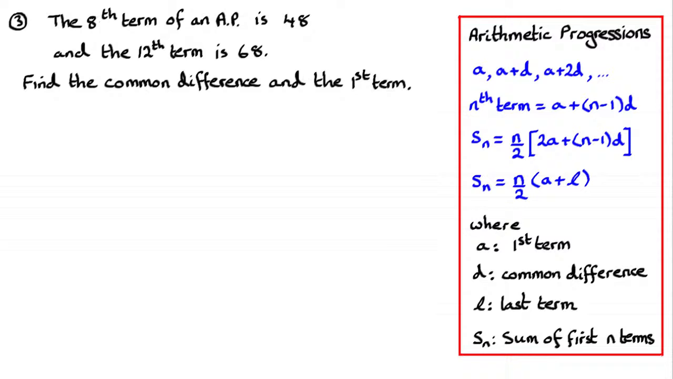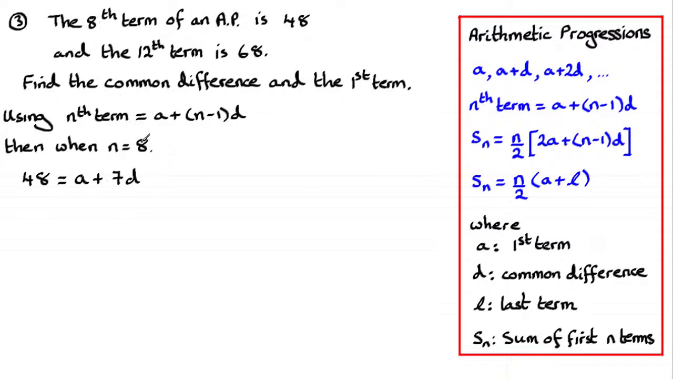So I'm going to use this formula, nth term, again, a plus n minus 1 d. We know that we have the 8th term, when n is 8, it's 48. So we can substitute this into our equation. We've got 2 unknowns, which suggests we're going to need to use simultaneous equations. We pick up on the 12th term now, it's 68, so we can introduce n is 12 into our equation. 68 equals a plus n minus 1, 11d there. So number those 2 equations, 1 and 2.